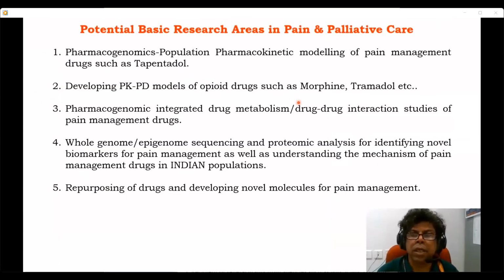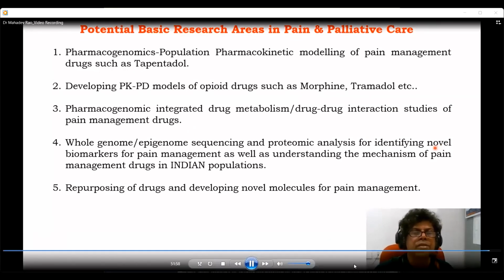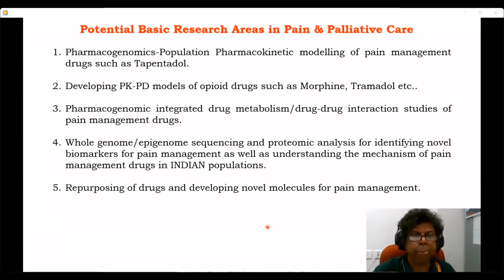So these are some of the potential basic research areas in pain and palliative care, in terms of pharmacogenomics and population pharmacokinetics. We have a project on tapentadol that we are doing here in Manipal in our patient samples, and developing PKPD models of opioid drugs such as morphine, tramadol, etc. We have written a big grant with Dr. Naveen Salins to test in the Indian population. And third, pharmacogenomic integrated drug metabolism and drug-drug interaction studies of pain management drugs. We are now doing a retrospective study of what drug interactions are there.